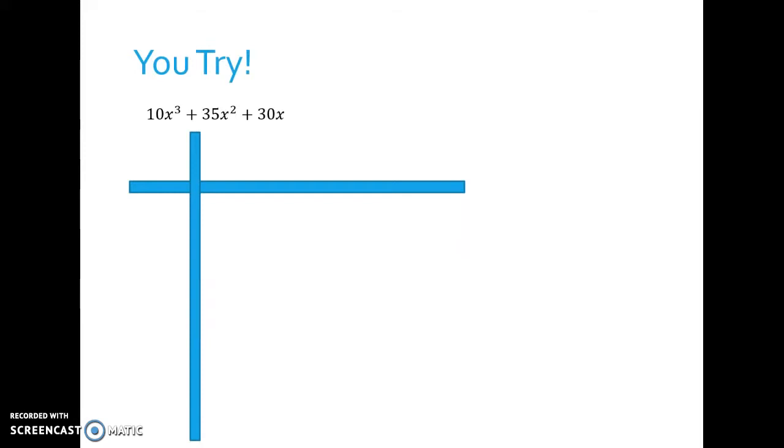Okay, so here's a trinomial. It has 3 terms, and I want to factor it. So my job is to factor this trinomial. And so what I want to do first is look for the GCF.